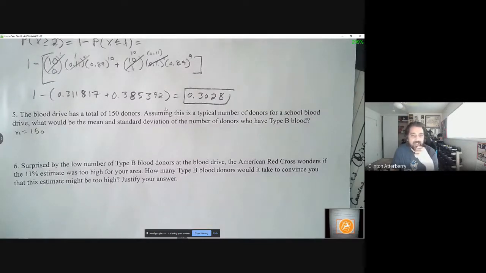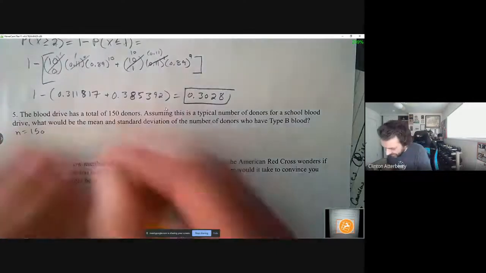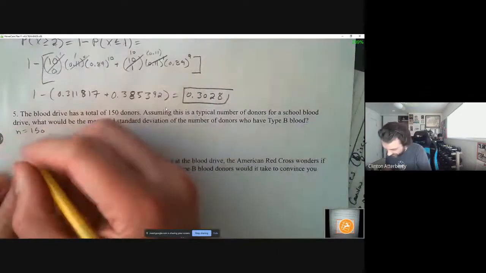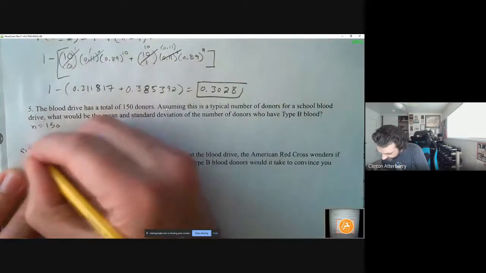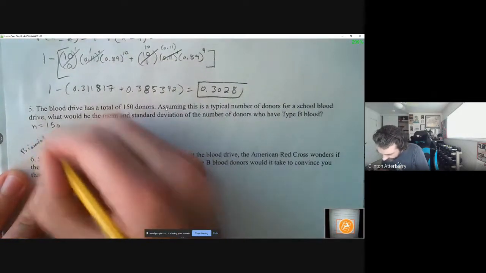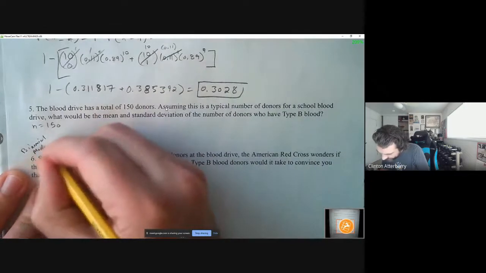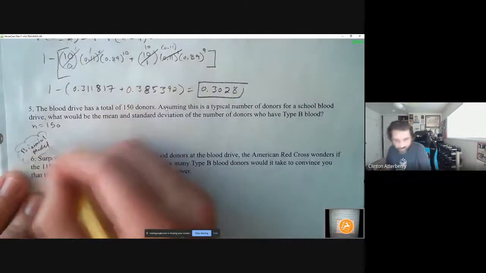Assuming this is a typical number of donors for a school blood drive, what would be the mean and standard deviation of the number of donors who have type B blood? Remember I told you a little while ago how it's going to be slightly different later on in this quiz. For this one, we're going to use the binomial model. I'll put a little note here: binomial model. This is what we'll be using for this one.